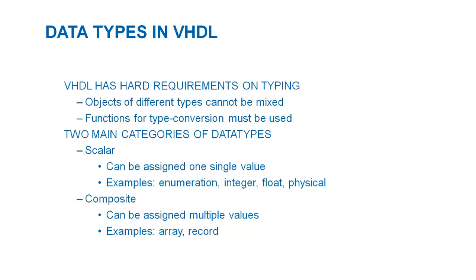There are two main categories of data types in VHDL. We have scalars and we have composites. Scalars usually take a single value. They can be of any data type that is already available. So you can have enumerations of weekdays, you can have enumerations of logic levels, you can have integers, you can have floats, and you can have physical types. And composites are usually aggregations of scalar data types. So when you aggregate them, you can have a record or you can have an array.